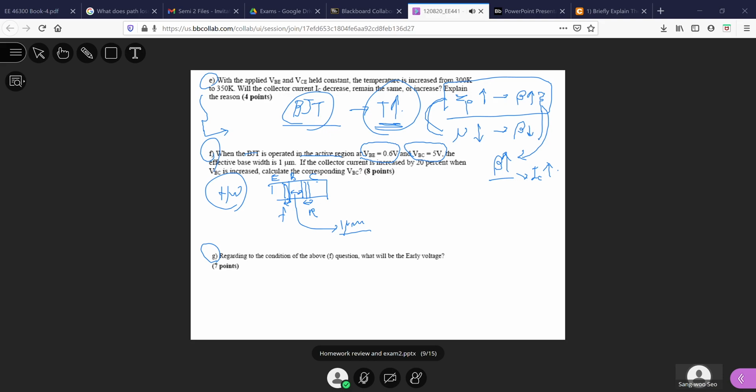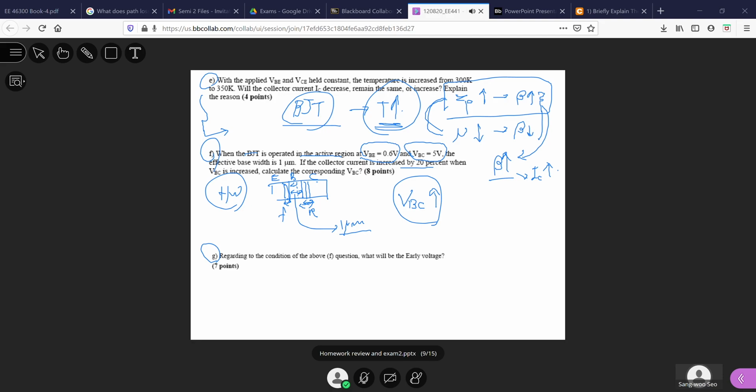Now, as we discussed here, when we increase the base-collector reverse bias magnitude, as you know, this effectively increases the depletion width between the base and collector, so that effectively reduces the base width. And then when this happens, we know that the collector current is increased.